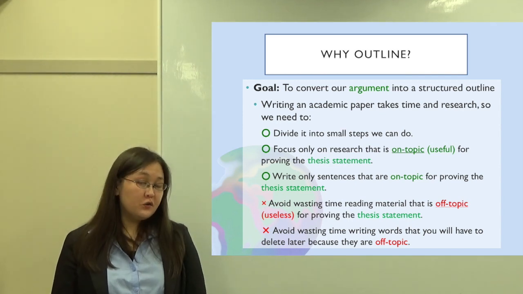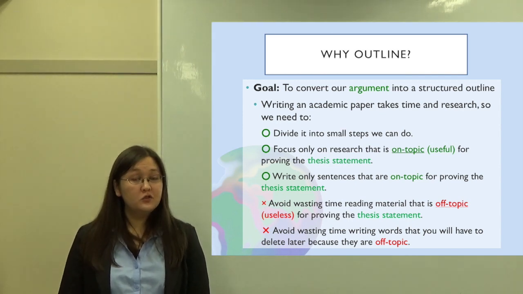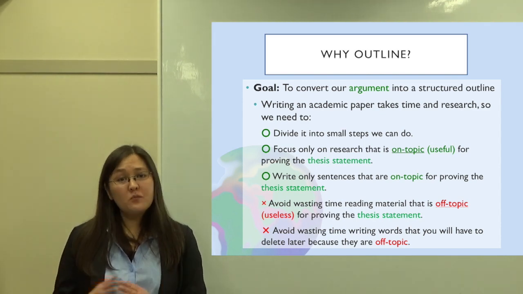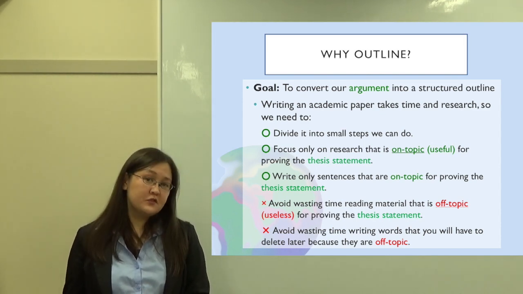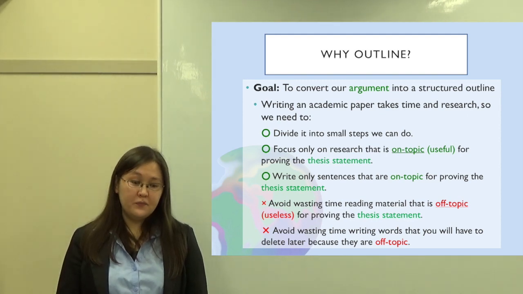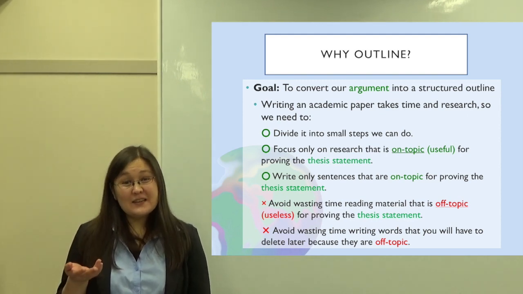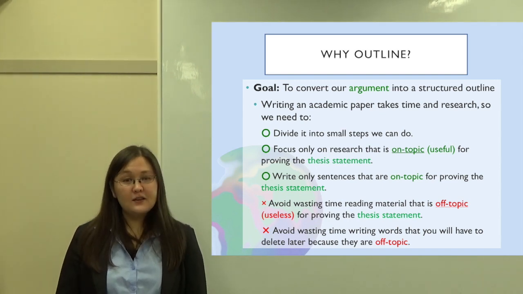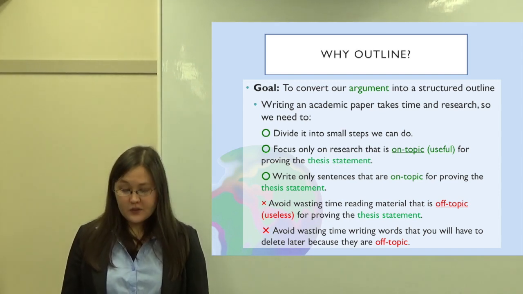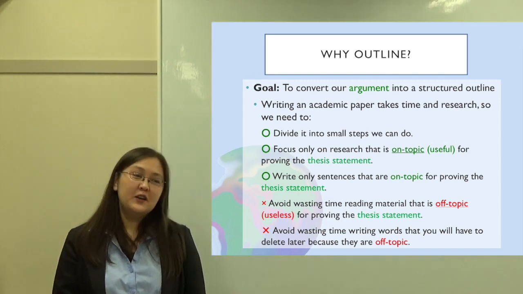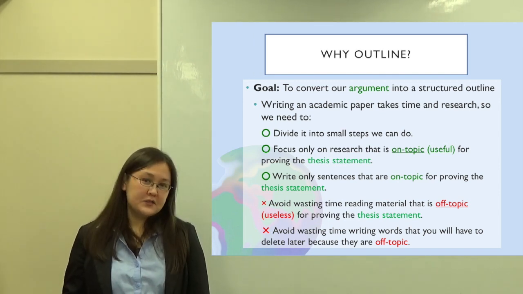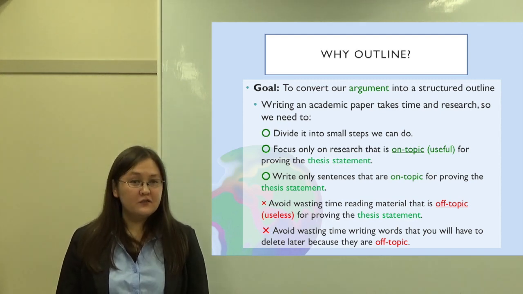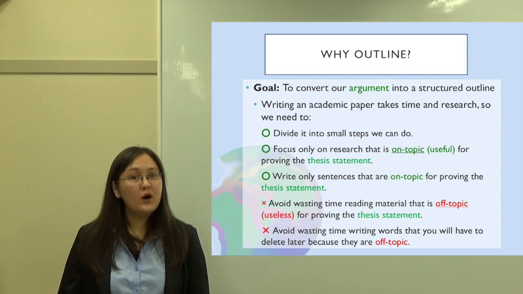We need to focus only on the research that will be useful to prove the thesis statement. Anything else you research that cannot prove your thesis statement is not useful for your academic paper. You might find some interesting things, some interesting facts, but if it cannot prove your thesis statement, it's not useful for your paper. You can always read it sometime later if you want to go back to that book or that website after your deadline. But before your deadline is not the time to read all of those things. We want to focus. What do you need?